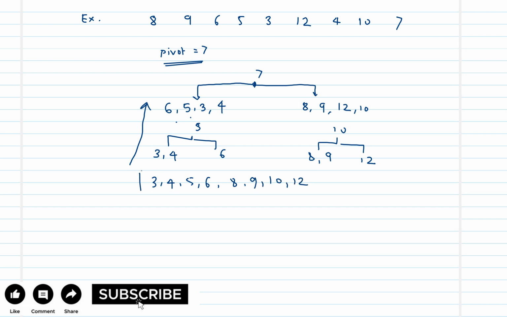So this is the fastest way of sorting a smaller size array. But there is a drawback with this technique, which is quick sort. Let's say I write down the array again: 8, 9, 6, 5, 3, 12, 4, 10 and 7. Let's choose 3 as a pivot.